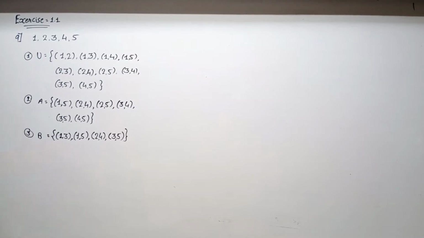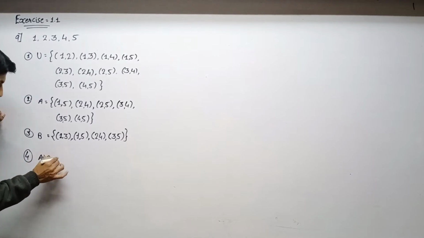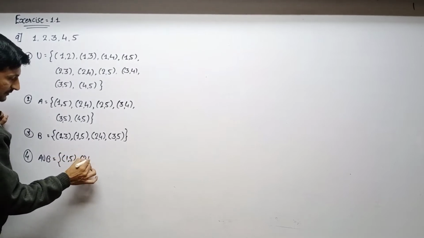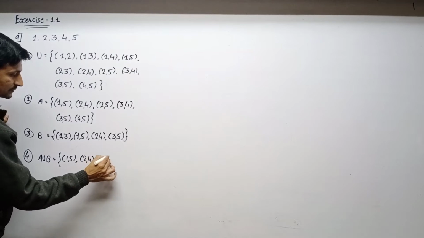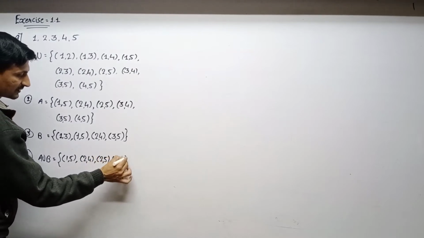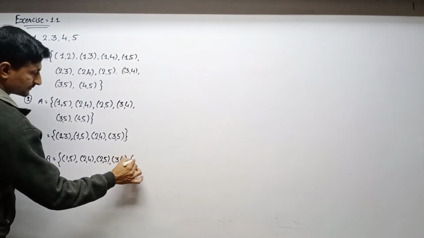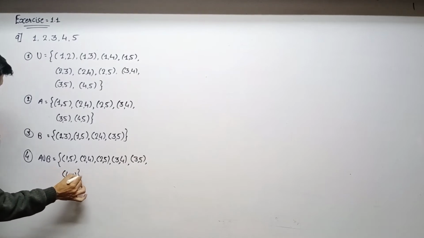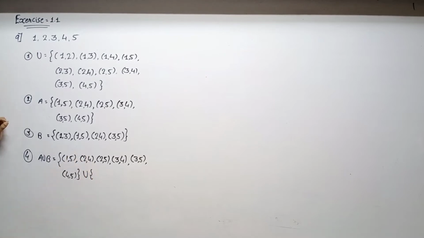Okay, now next, number 4: A union B, find out. A union B means the set including all members of both events A and B. So first of all, write down event A, all the members, in curly brackets: (1, 5), (2, 4), (2, 5), (3, 4), (3, 5), (4, 5). Between them, a union sign, and in another curly bracket, the members of event B.